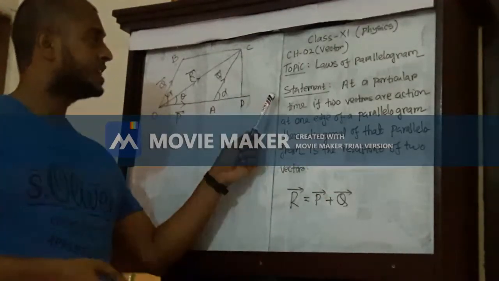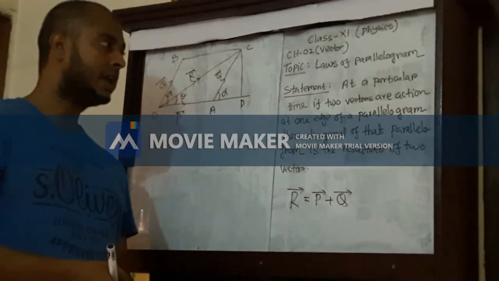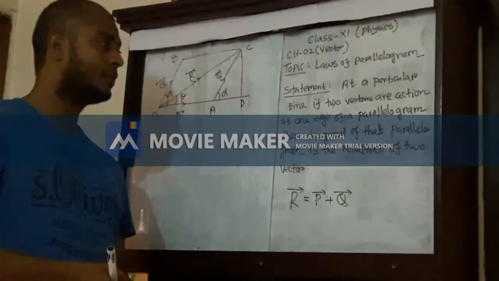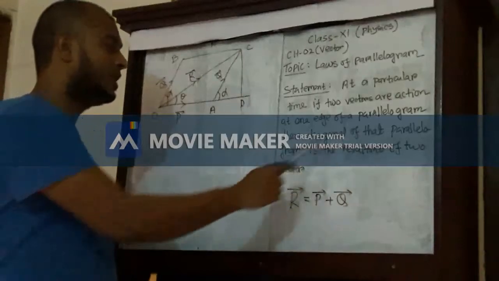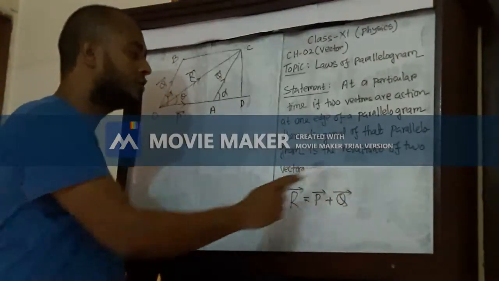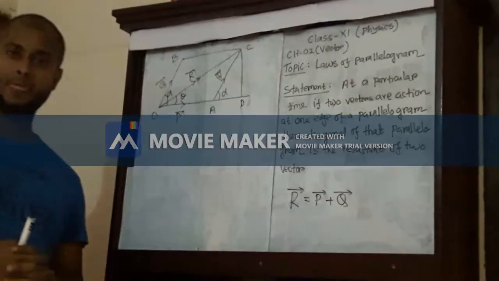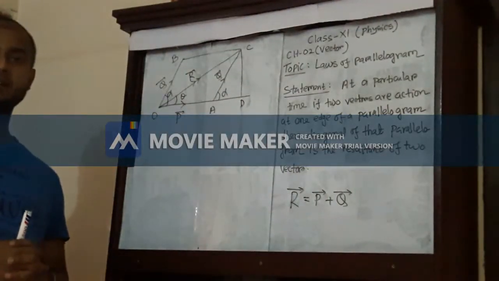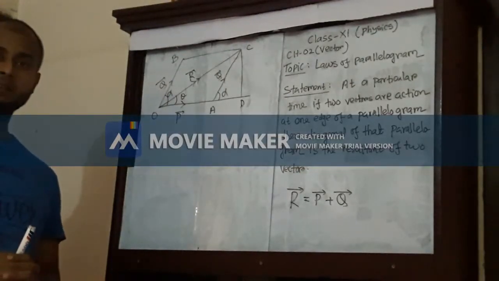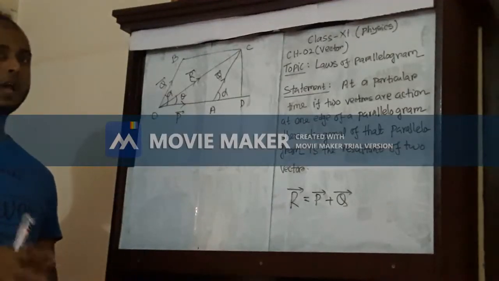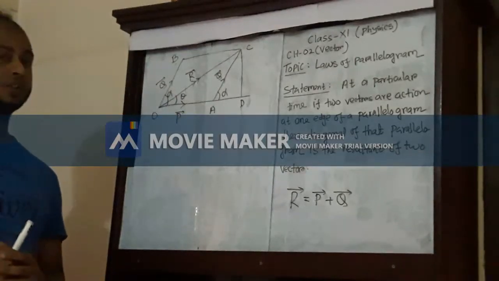Boys and girls, the statement, you see here, at a particular time, if two vectors are acting at one edge of a parallelogram, then diagonal of that particular parallelogram is the resultant of two vectors. Boys and girls, remember there are two conditions here. One is two vectors are acting at a fixed point, and second condition is here, two vectors are acting at the same time. So by maintaining these two conditions, we can apply these laws of parallelogram.